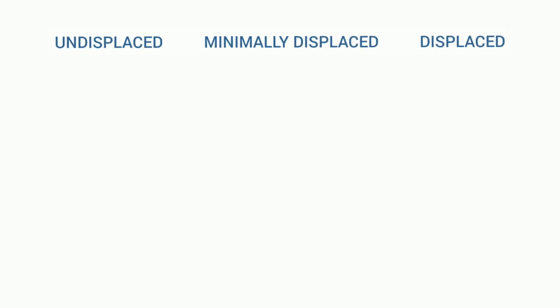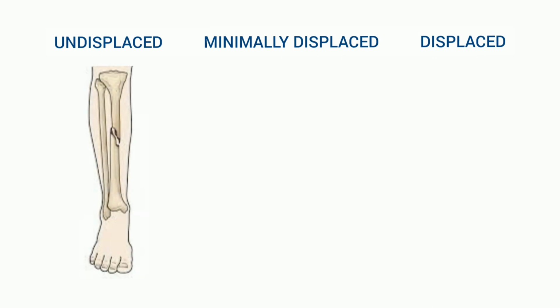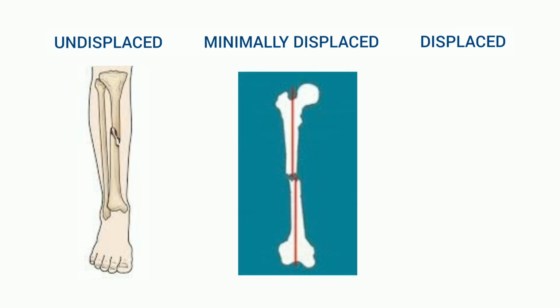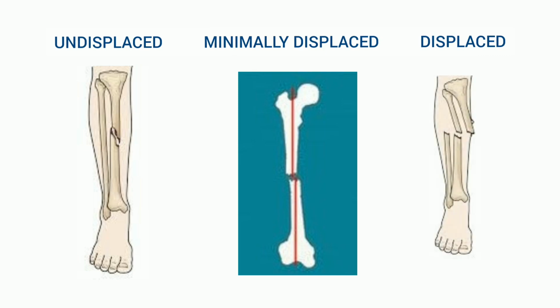On the basis of the fracture displacement, they are divided into subtypes like undisplaced, minimally displaced, and displaced. Undisplaced is a fracture that is complete but has not moved from its anatomical position. Minimally displaced is very minimally displaced from its anatomical position, and displaced fractures are the fractures when the distal fragment is completely displaced from its anatomical position.